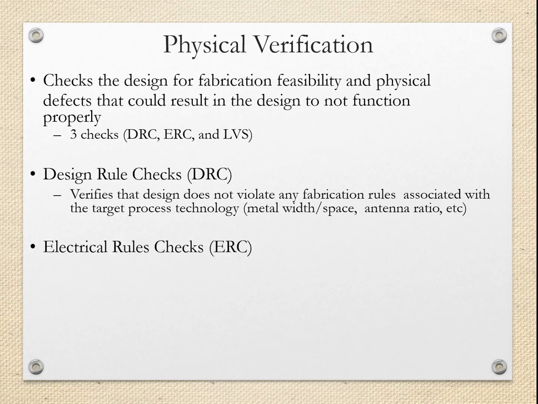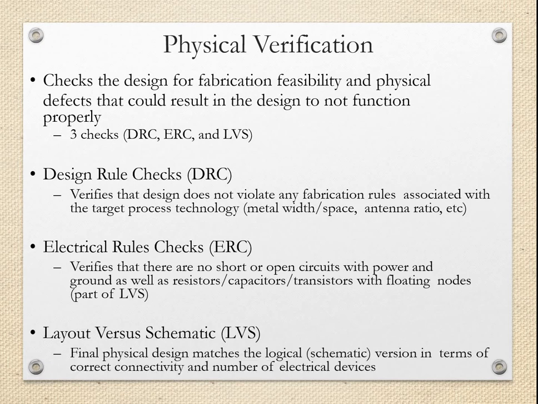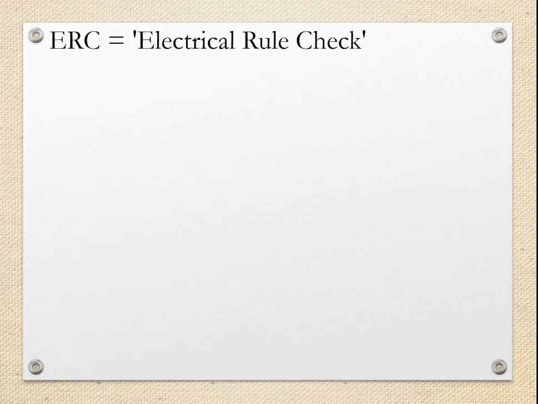Then comes the electrical rule check, that is ERC. It verifies that there are no short or open circuits with power and ground, as well as resistors, capacitors and transistors with floating nodes. Then comes the layout versus schematic, that is LVS. It checks that the final physical design matches the logical version in terms of the correct connectivity and the number of electrical devices. So we'll see the details of this ERC, DRC and LVS. First we'll go for this electrical rule check.